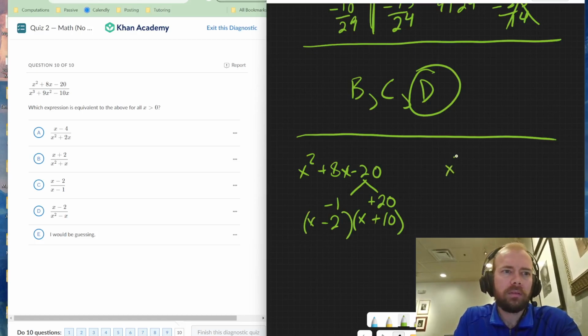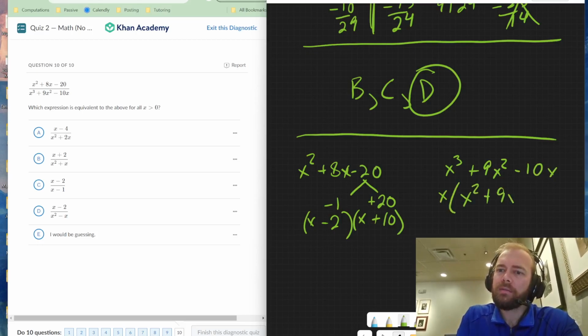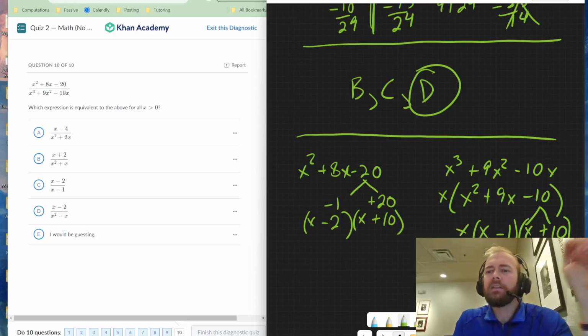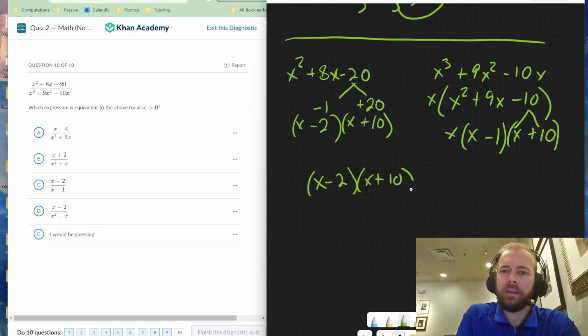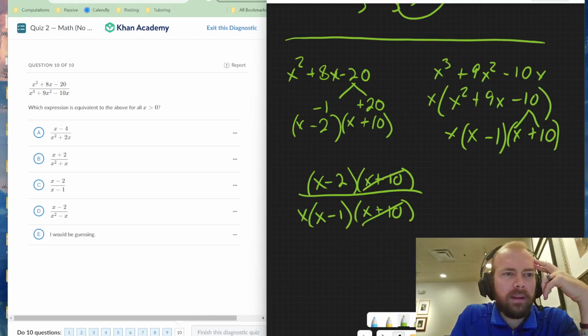What about the other one? x cubed plus 9x squared minus 10x. With this one, you have a greatest common factor you want to factor out first before we do regular factoring like we just did on the previous one. 1 and 10 looks like it'll work. So that'd be that, and that, and that. It looks like the x plus 10s would cancel out of those two. If we relisted this out, it'd be x minus 2, x plus 10, over x, x minus 1, x plus 10. Those cancel, and then you're left with x minus 2 on the top.